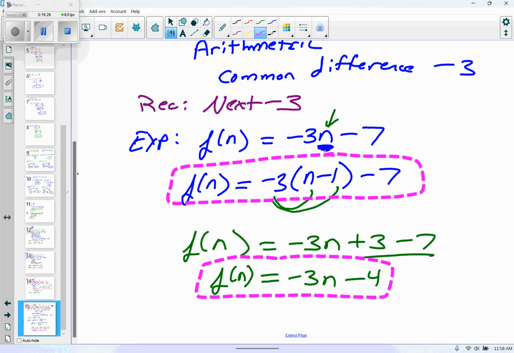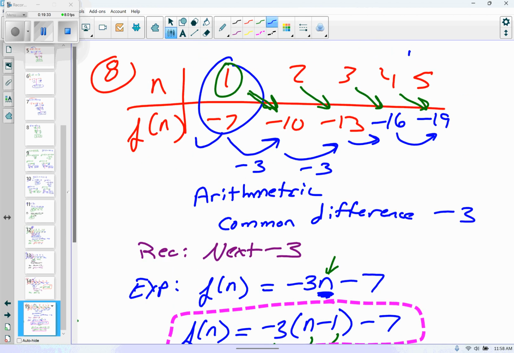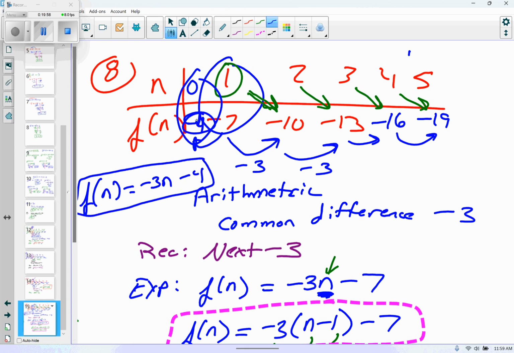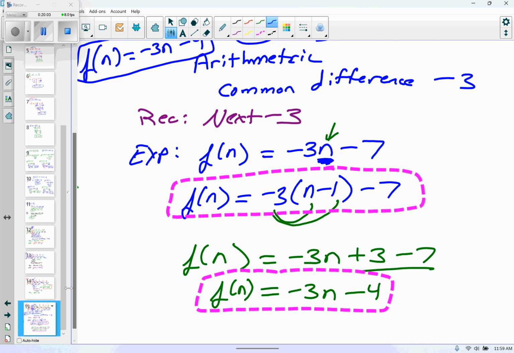Now, I just want to make clear why I would accept that bottom answer. If you realize if I went backwards this way and I made this as 0, I'm subtracting 3. So if I add 3, I get to -4. And if I use that, thank you. If I use the 0, -4, I'm still going to do f at n equals -3n minus 4. Okay, so the minus 4 goes at the back. Common difference there. Negative 3n minus 4. Is that the same as this one down here?